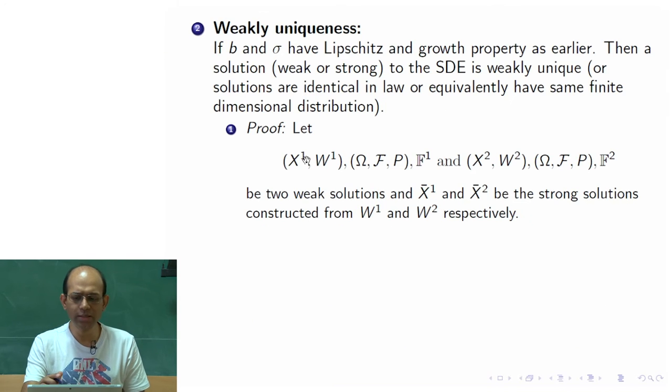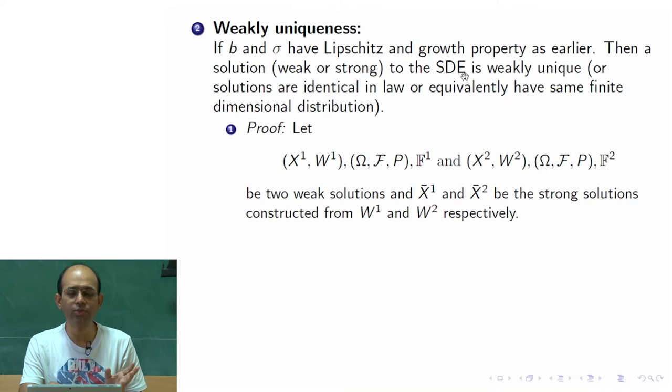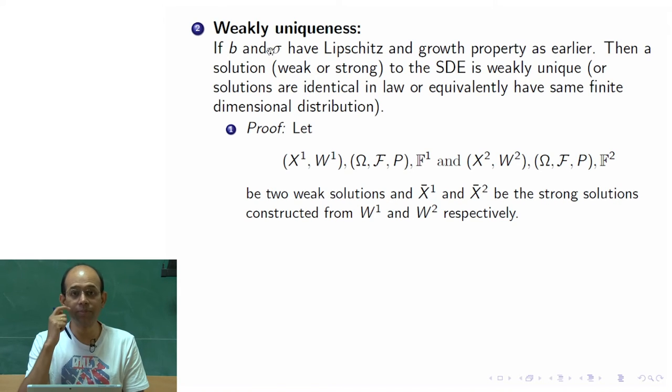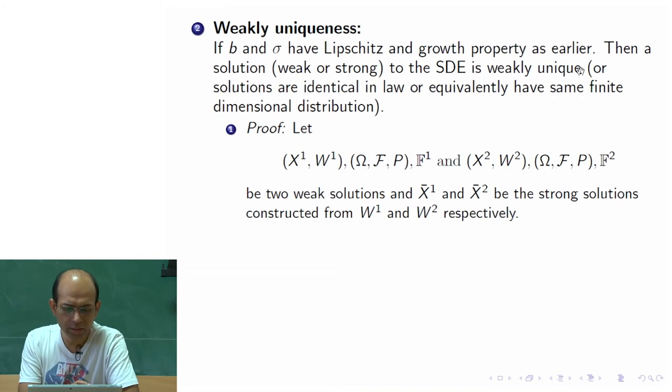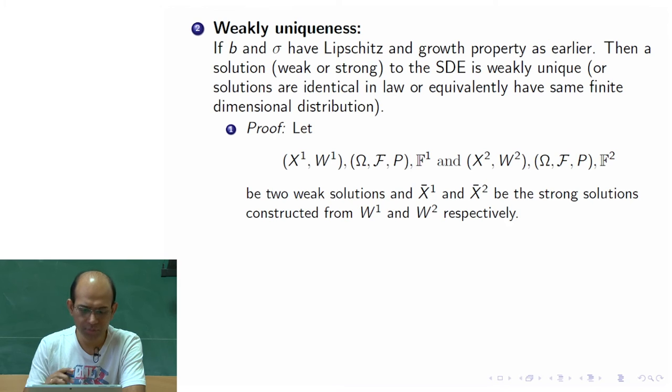So what it says is that it does not matter what setting we are fixing, weak or strong solution. If we have an SDE, and b and sigma are in that particular class, then the SDE admits a weak solution which is weakly unique. Okay, so here the proof goes.